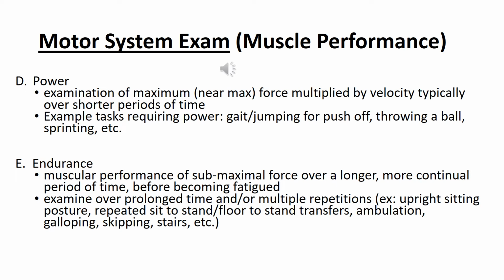You can also examine endurance over multiple repetitions, so having that individual perform multiple sit to stand transfers or floor to stand transfers. Thinking about ambulation is a repeated activity that is continual over a period of time, so how long before they fatigue. Other higher level gross motor skills such as galloping or skipping, stair climbing, those are all ways in which you could get information about an individual's muscular endurance.